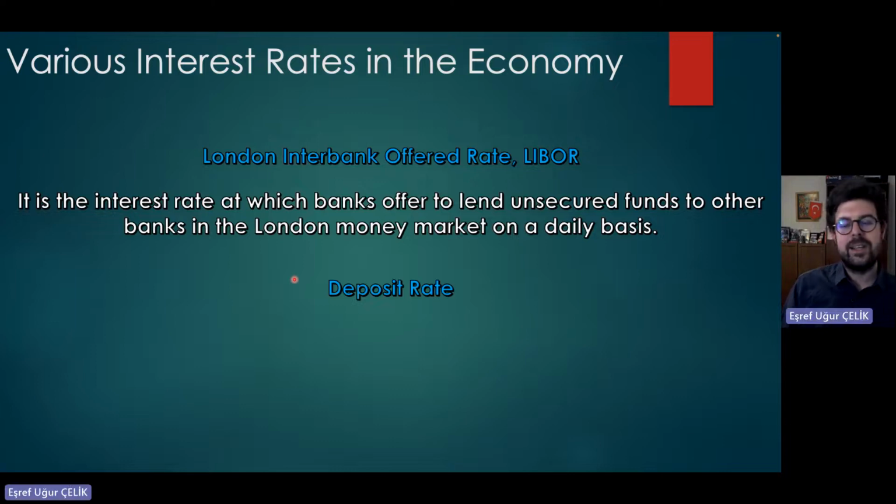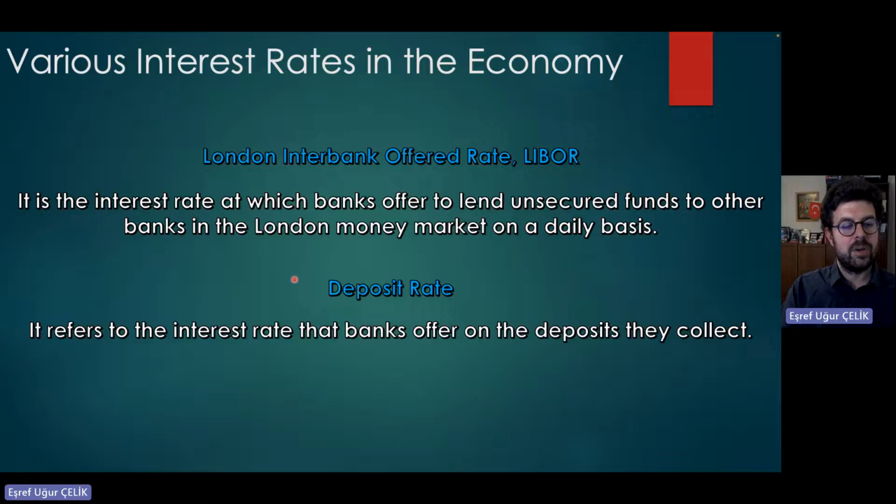Another rate in the economy is the deposit rate. You already know it, and I think you can use it in your real life. That is the interest rate that banks offer on the deposits they collect. I'm not sure, but my bank offers me 30% for 1 month. But I know the inflation is more than that percentage. So it's not a good choice for me. But it's up to you. It's your choice. Okay, let's come to the new part.